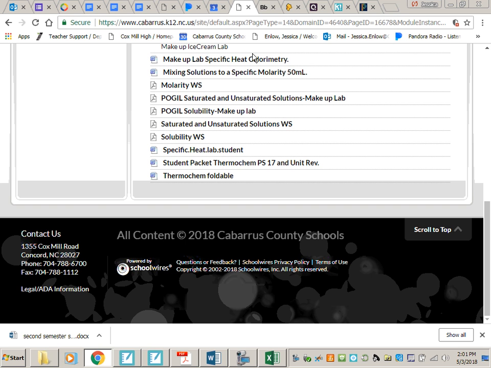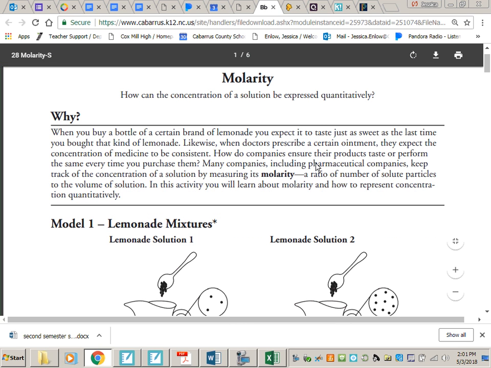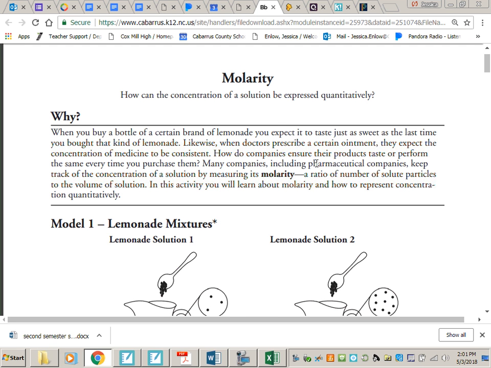Okay? So when you click on the Molarity Worksheet, it looks like this. You can work in your table groups, talk it out, write this on the same paper you're writing your lab sheet on, or you can get all the solutions up together. It's pretty easy stuff, solutions-wise. So talk it out with your members at your table.